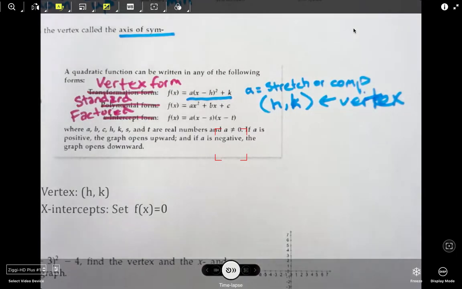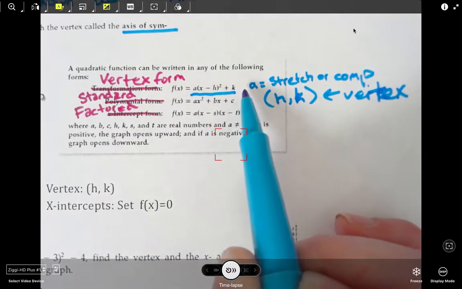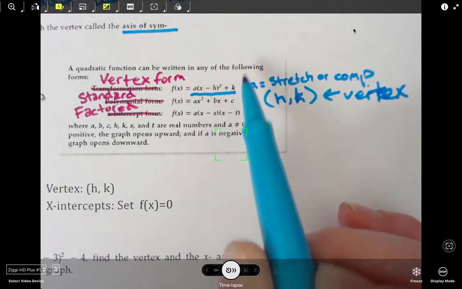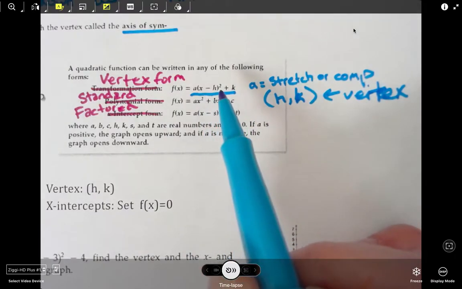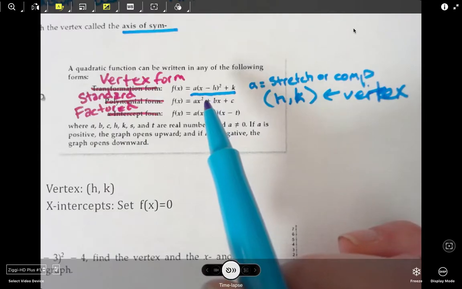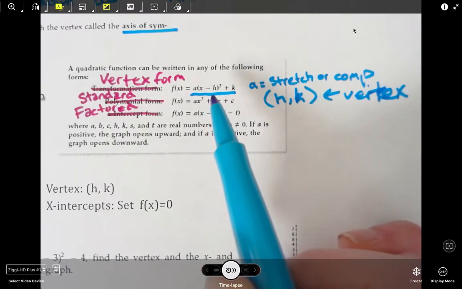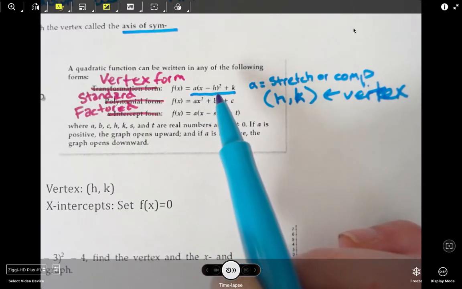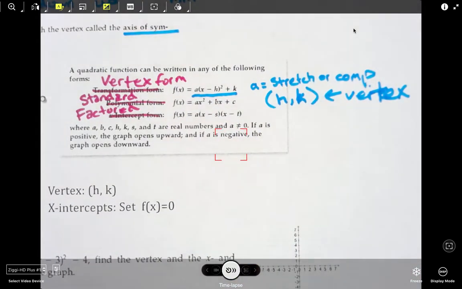If you think about this transformation-wise, if I take a quadratic function and do plus k to the end of it, that's moving it up k units. If I do minus h on the inside, that's moving it to the right h. Does that make sense? If h is already negative, that will be x plus whatever the h is, and that'll move it to the left. So h, k tells you where your vertex is located, because it's shifted left and right or up and down.